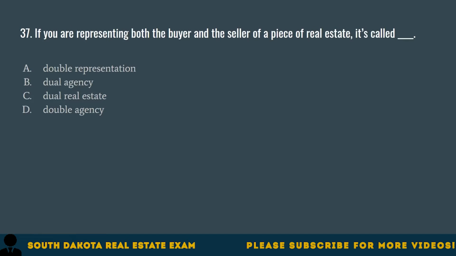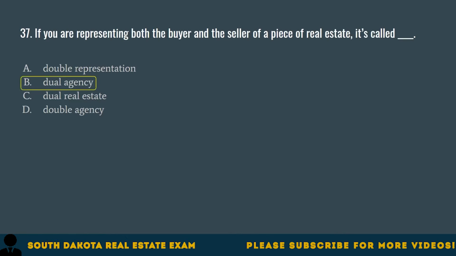Question 37. If you are representing both the buyer and the seller of a piece of real estate, it's called A. Double representation. B. Dual agency. C. Dual real estate. D. Double agency. The correct answer is B.